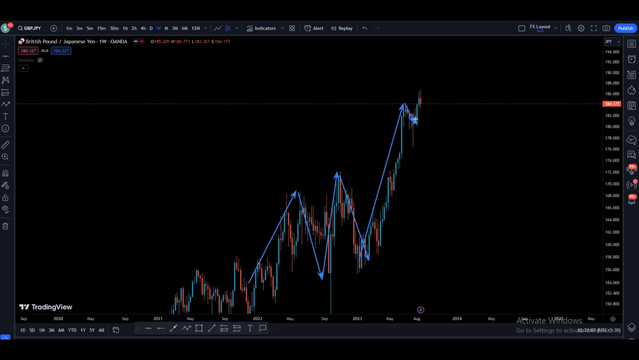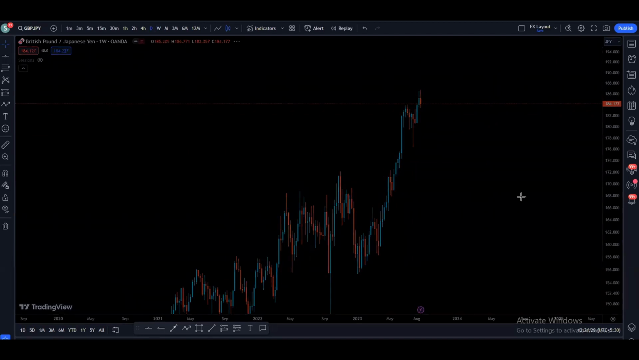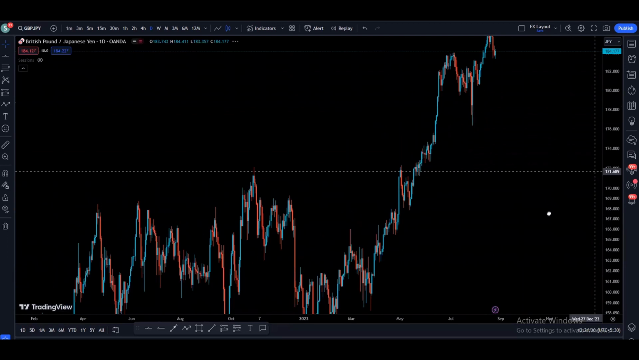And pretty close by we have another high. So definitely we are bullish, but we can have a deeper pullback in this area to make a higher low and continuation of this weekly bullish trend on the GBPJPY as well. So now let's go to the daily time frame to see what is happening.